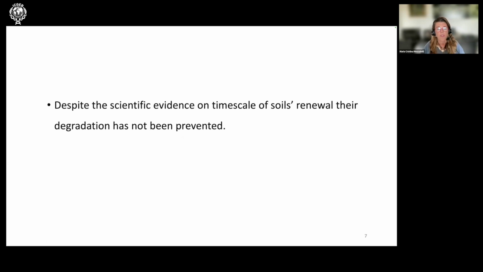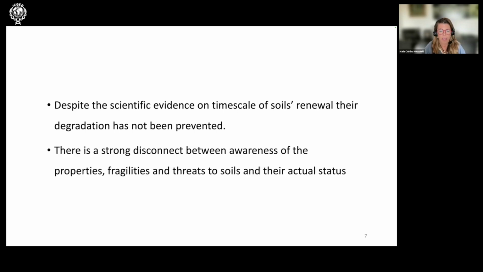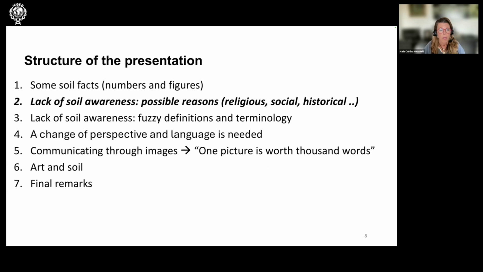So again, another inconsistency. What struck me, thinking about this in these last years, is that despite the scientific evidence on the time scale of soil renewal and of the important functions that soil performs, their degradation has not been prevented. So there is a disconnect between awareness, what we know as scientists about the properties, fragilities, and current threats to soils, and their actual status.